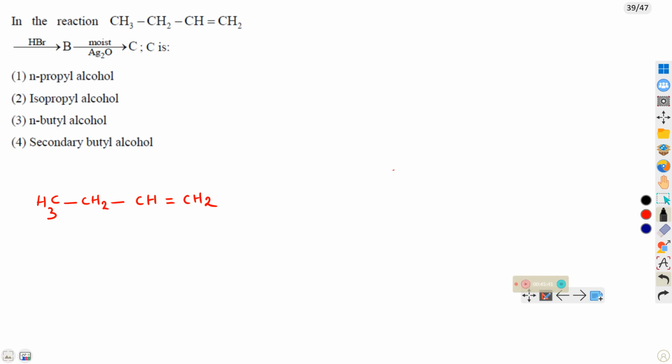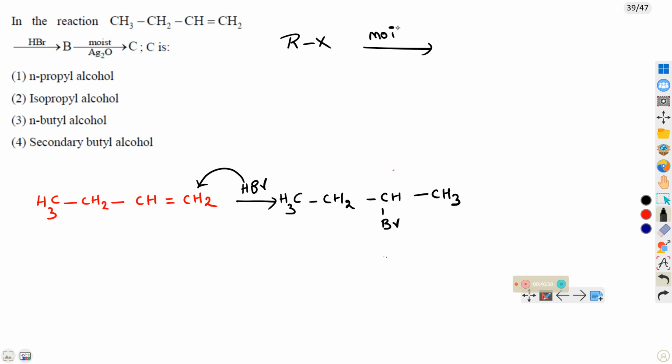In the reaction, alkene reacts with HBr. Unsaturated alkene reacts with HBr. In the absence of peroxide, it follows Markovnikov's rule. Add hydrogen atom from HBr to the unsaturated carbon which contains more number of hydrogens. Then it gives CH3CHBrCH2CH3. This is alkyl halide. Alkyl halide reacts with moist Ag2O. Then it gives alcohols.